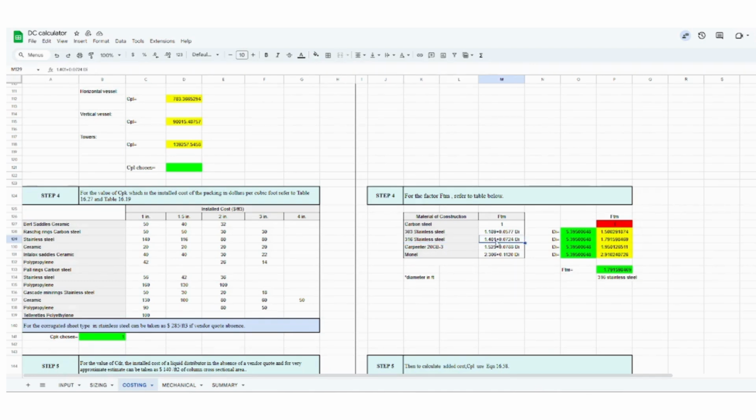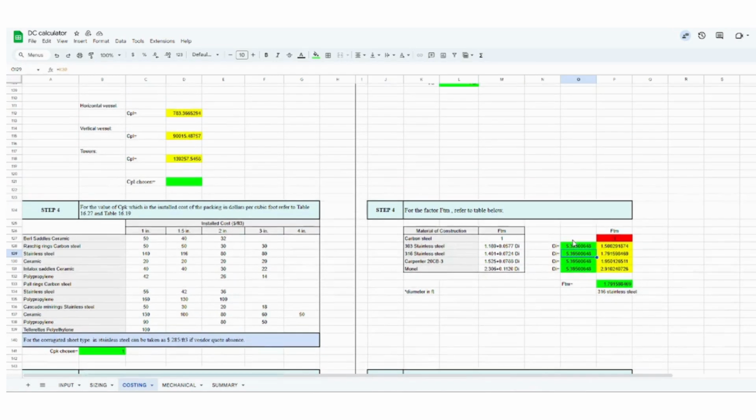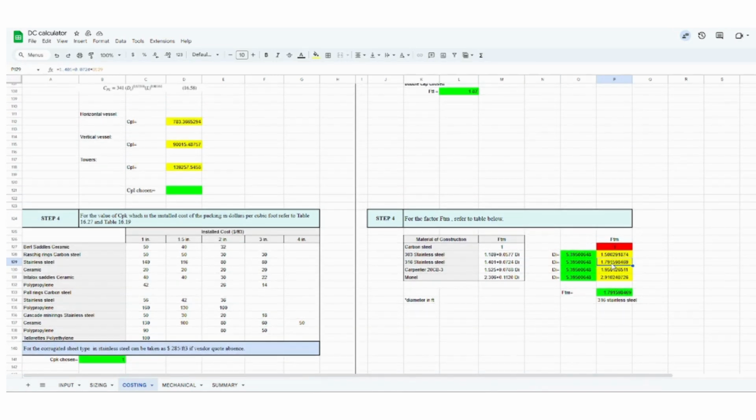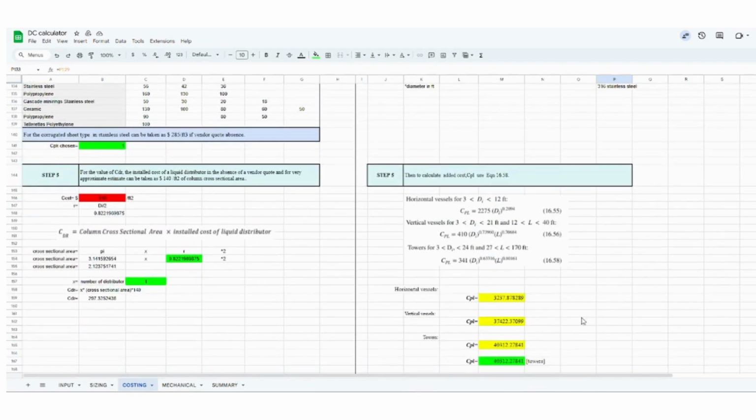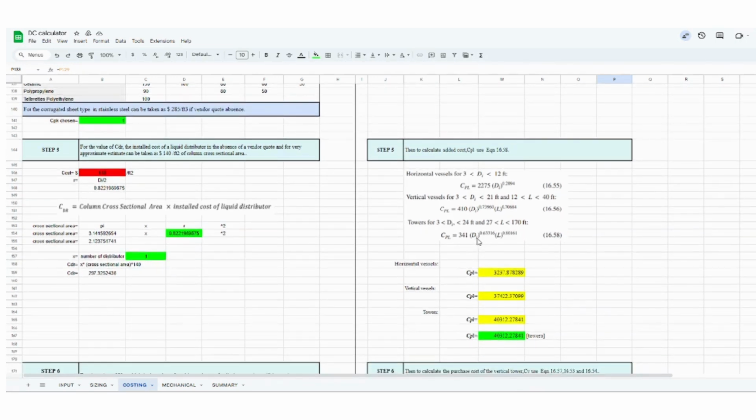Next, we will find the factor of the material, where our DC is using 316 stainless steel, and the given formula is this. So we also insert the diameter from the beginning, and the auto calculation will calculate the factor, which is this. And next, we will calculate the added cost, which is CPL. Since our case is a tower, we will use this equation, where we insert the inner diameter and the length, and we will get the CPL.